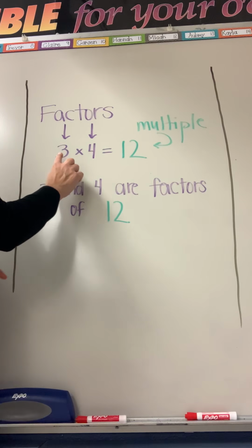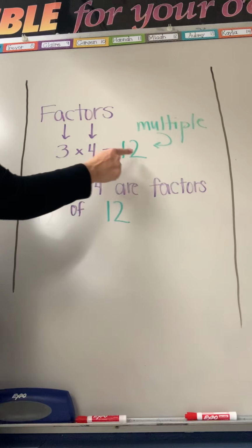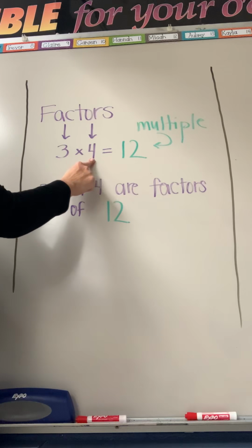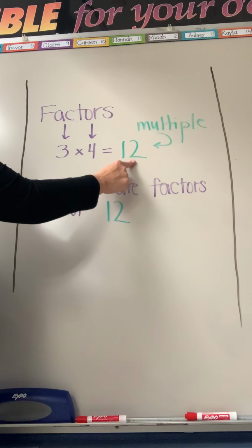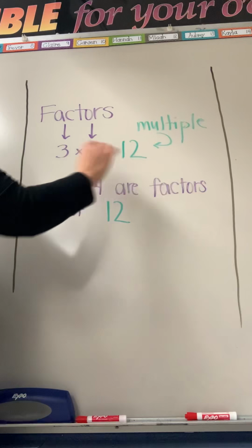Remember we said that a factor would be a number that is multiplied together by another number to get a product. We said that the factor is the worker of the problem. For instance, 3 times 4 equals 12. So 3 is a factor of 12 because you can multiply 3 times something to get 12. 4 is also a factor of 12 because you can multiply 4 times something to get 12. So the 3 and the 4 will be examples of factors of 12.